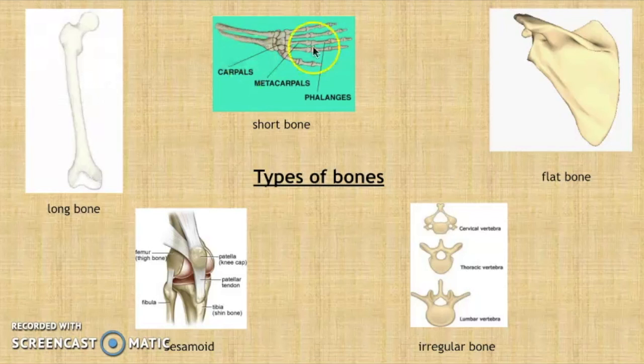Flat bones. These are flat plates providing protection. An example would be the scapula. Irregular bones. The vertebrae is an example. They provide protection and they are unique, meaning they are hard to classify. Sesamoid. An example of a sesamoid would be the patella. These are specialised in their roles and they are usually covered in cartilage.